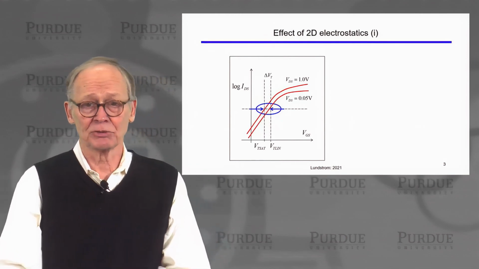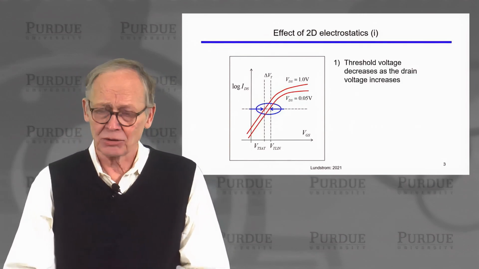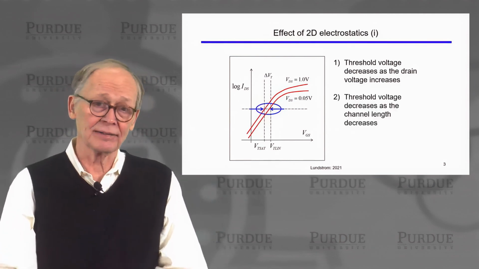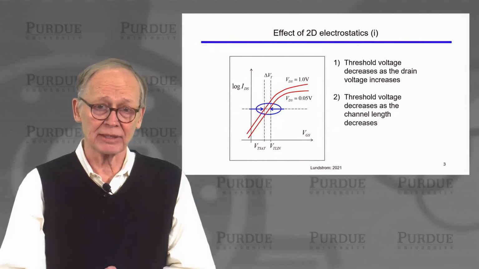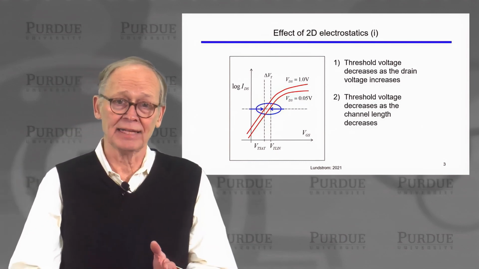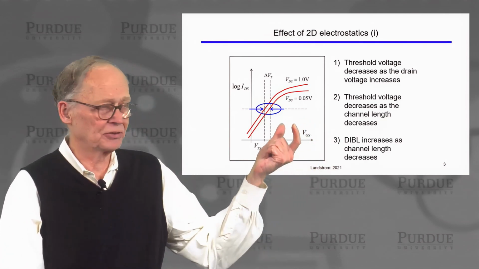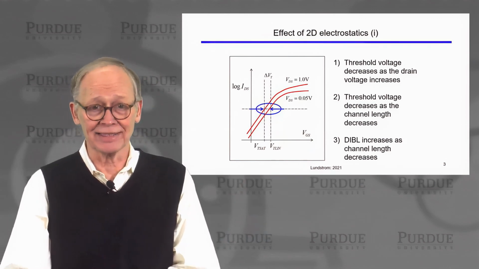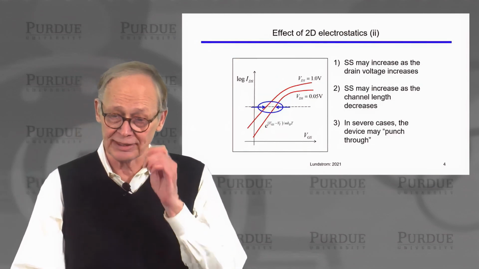So there's a change in threshold voltage with drain voltage, which is an undesirable characteristic. So the threshold voltage decreases as the drain voltage increases. We also find that at a fixed drain voltage, if you shrink the gate length, the threshold voltage can also decrease. That's an undesirable characteristic, to have different size transistors have different threshold voltages. And the DIBL, the spread between these two curves, also increases as the channel length decreases. These are undesirable effects that are due to 2-dimensional electrostatics.